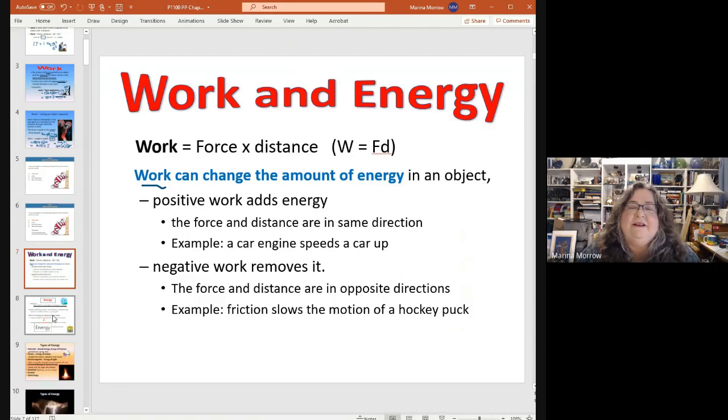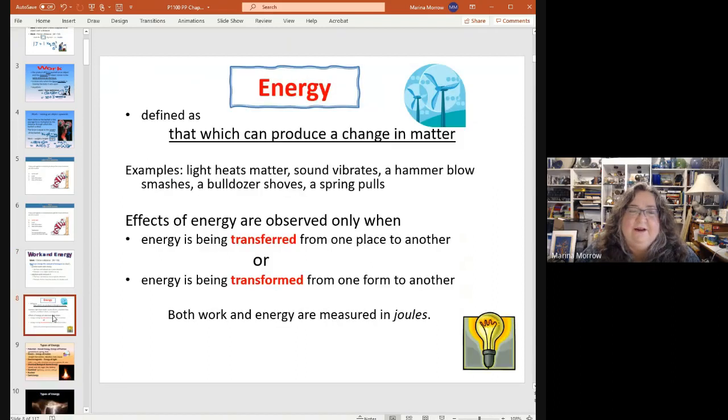Okay, so work will change the amount of energy in an object. What is energy? Energy can be defined in a couple of ways, but in this book, one of the definitions is that which can produce a change in matter. So light energy can heat matter. Sound can vibrate. Hammers can smash things to pieces. Bulldozers shove things, and springs pull. So all of those are showing some sort of energy. You're changing the situation or the matter itself.